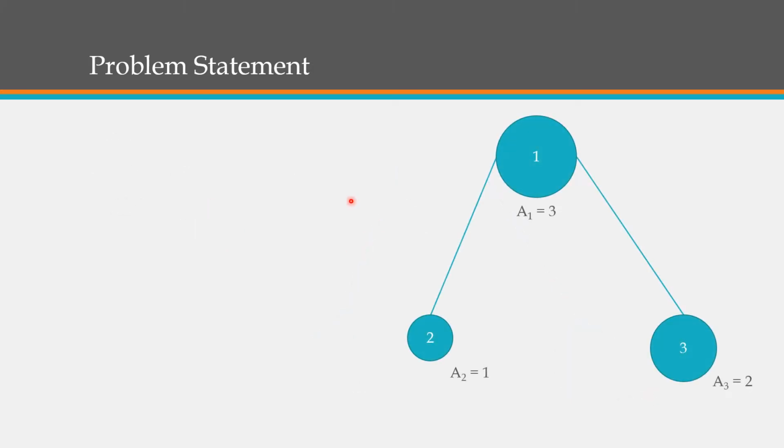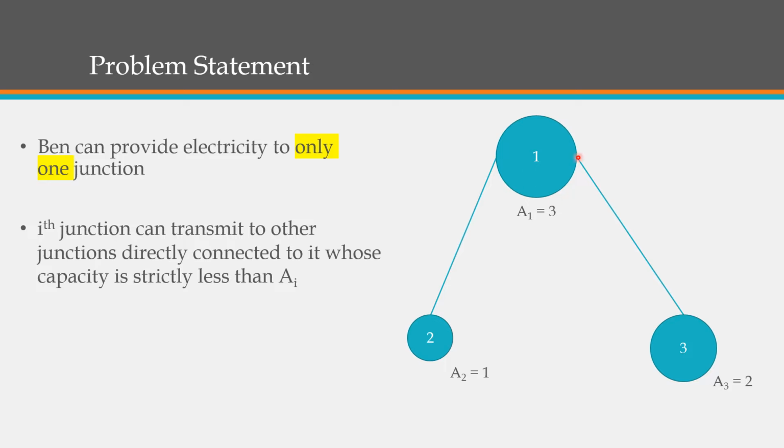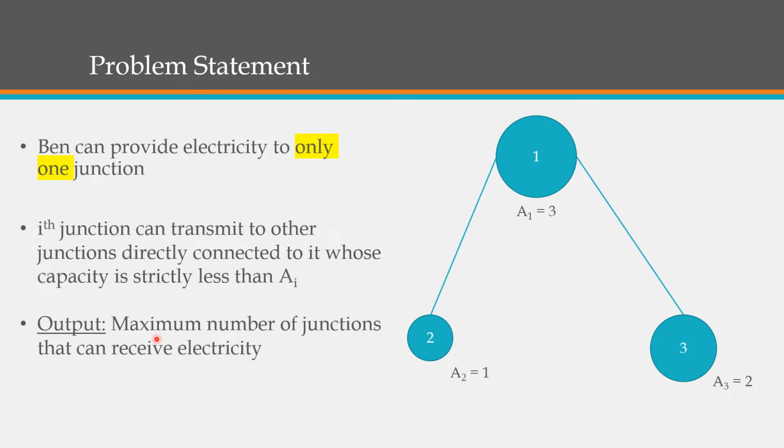Imagine that there is a power outage and Ben can provide electricity to only one junction. He cannot go to all three junctions. He can go to any one junction and provide the electricity. If he provides electricity to this junction, it can provide electricity to the other junction connected to it only if it has higher power. Right now its capacity is 3, so it can give the power from here to here and also from here to here. But if Ben gives power to this junction, it cannot transfer the power from here to here. Our job is to find the maximum number of junctions that can receive electricity.